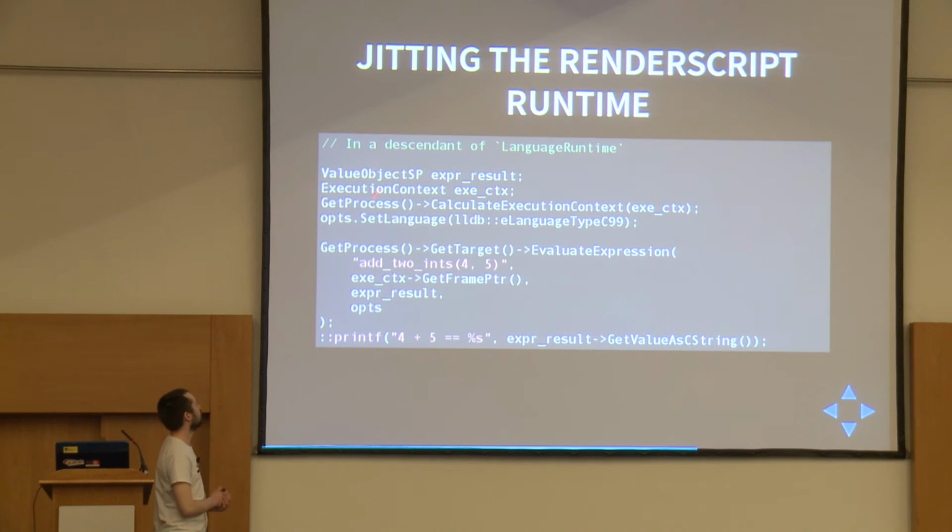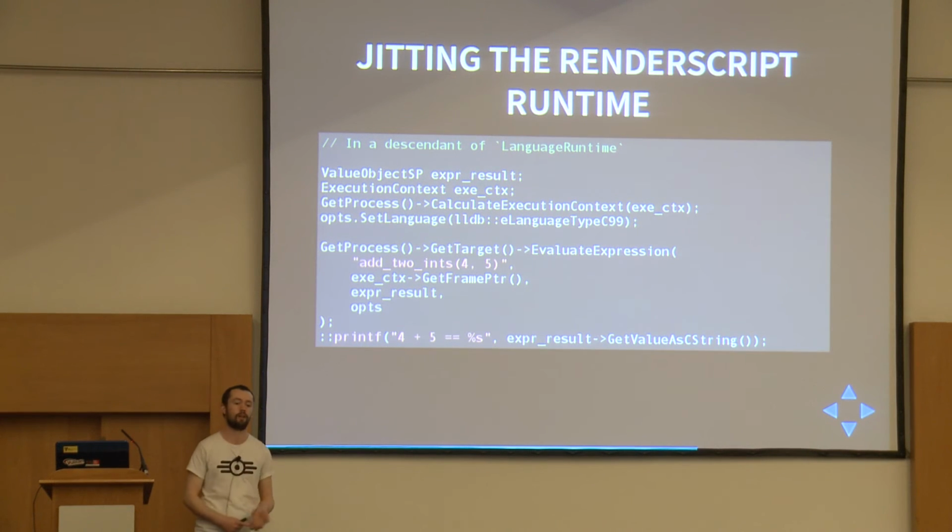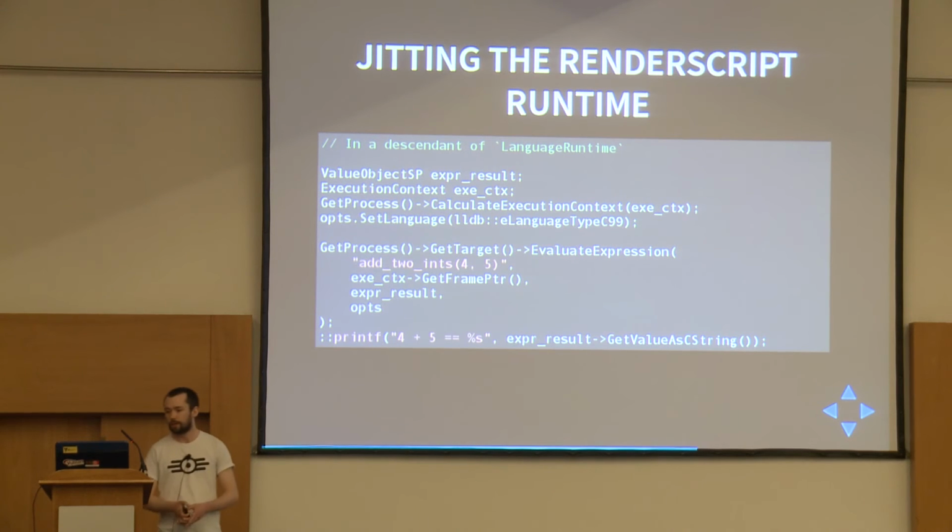So what we do is we create a value object shared pointer, which is one of the LLDB classes, to store the result in. An execution context is really important to LLDB here, and that contains everything we need to know about the current thread, the target status, registers, stack frames for all of those threads. And then we can optionally set, for example, one of the target languages supported by the Clang front end. LLDB also has an expression parser for Go, but we're dealing exclusively with Clang here, so that's beyond the scope of this talk.